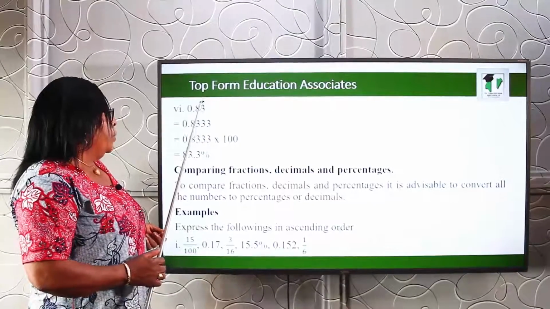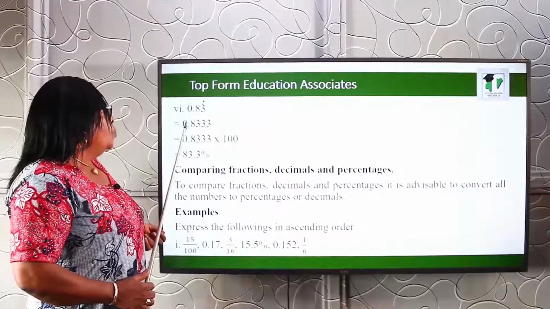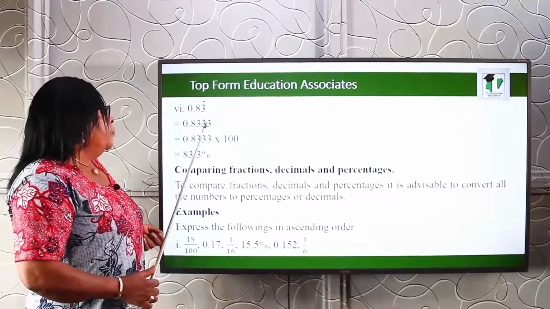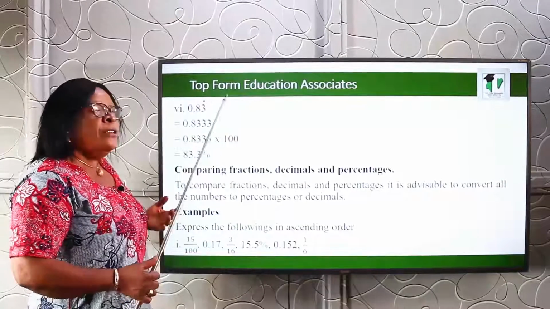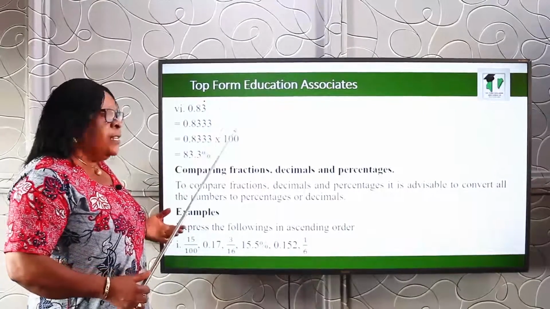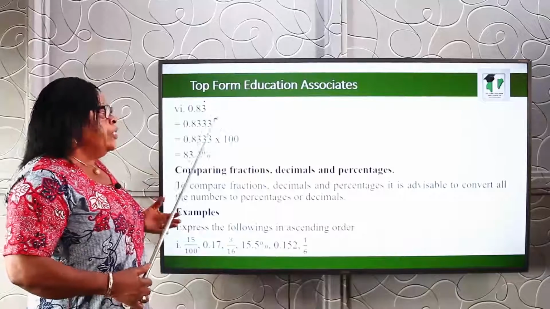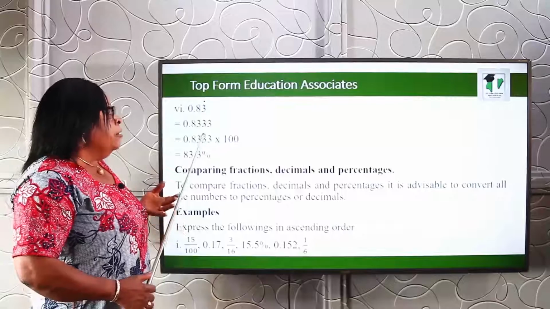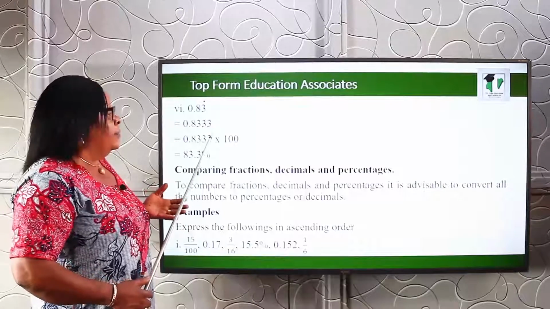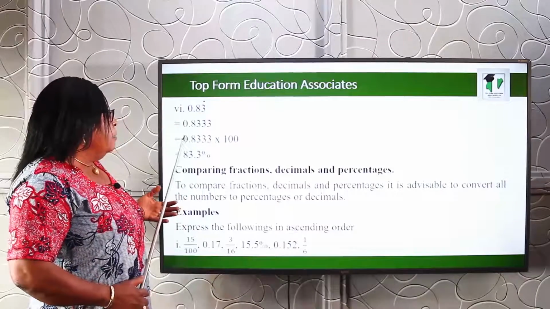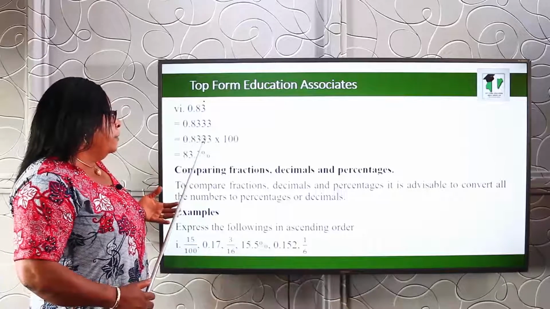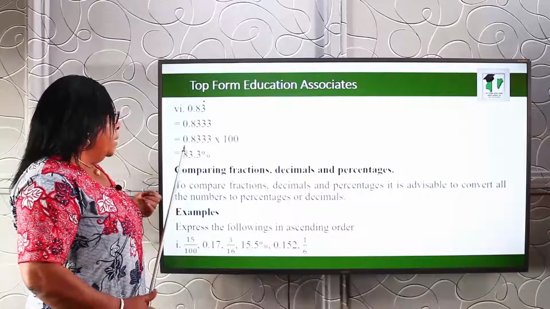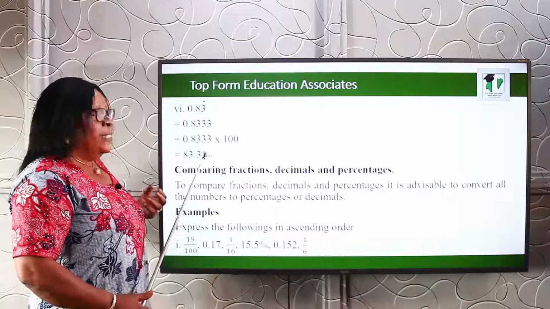0.83 recurring. This is equal to 0.833333, where 3 is repeating itself. 3 is recurring, so you can take any number of the 3's. Here I've taken 0.8333 times 100, giving me 83.3%.